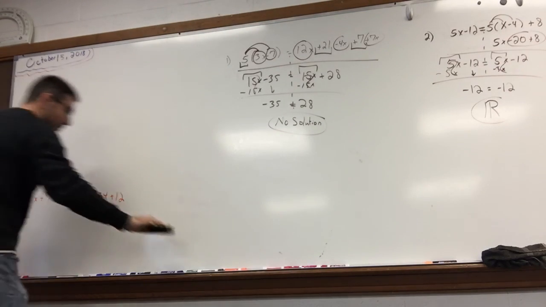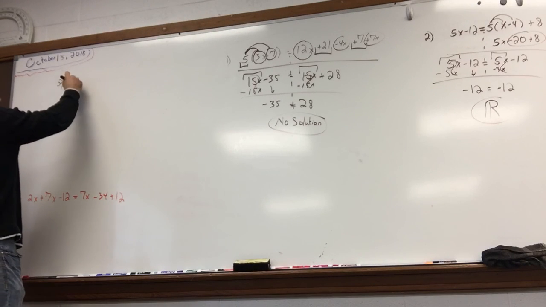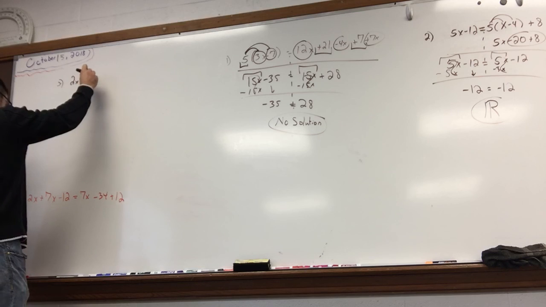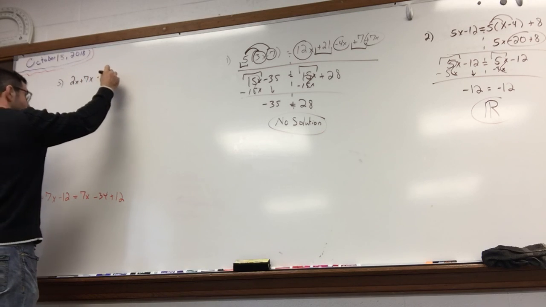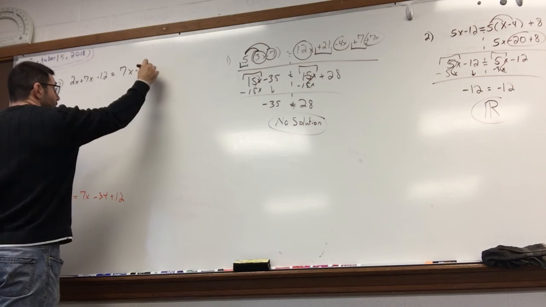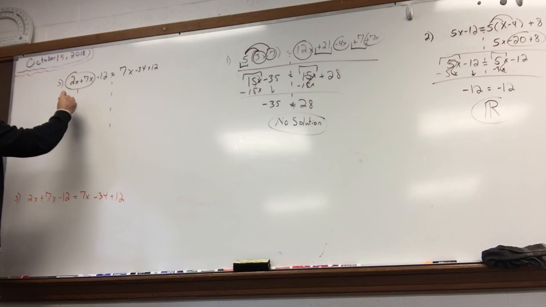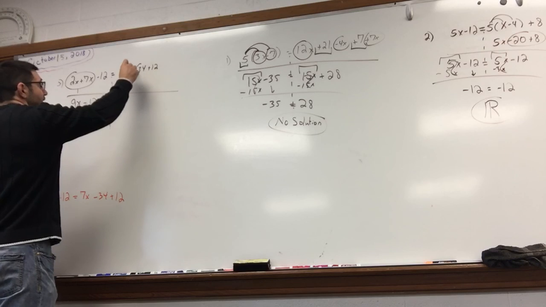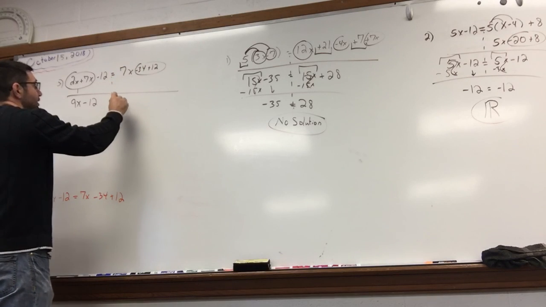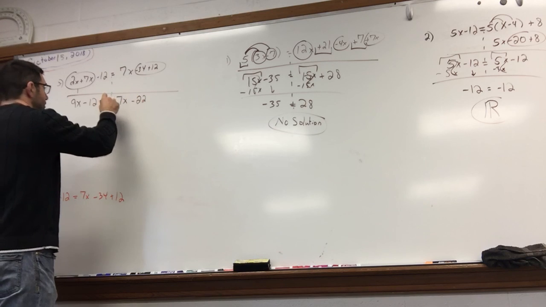And number 3. We've got 2x plus 7x minus 12 equals 7x minus 34 plus 12. So, find your balance point. Combine like terms. 2x plus 7x is 9x minus 12. Combine my like terms. Negative 34 plus 12 gives me 7x minus 22.